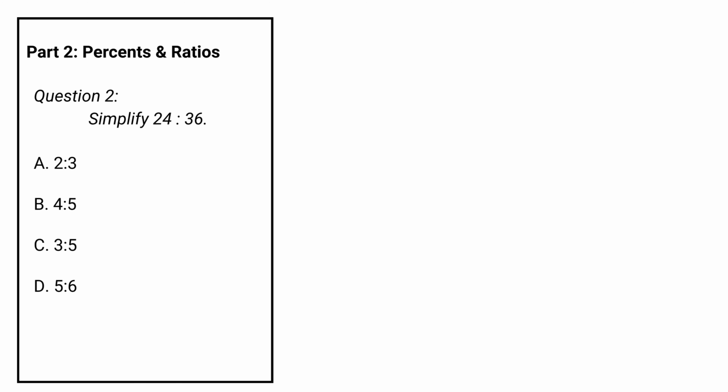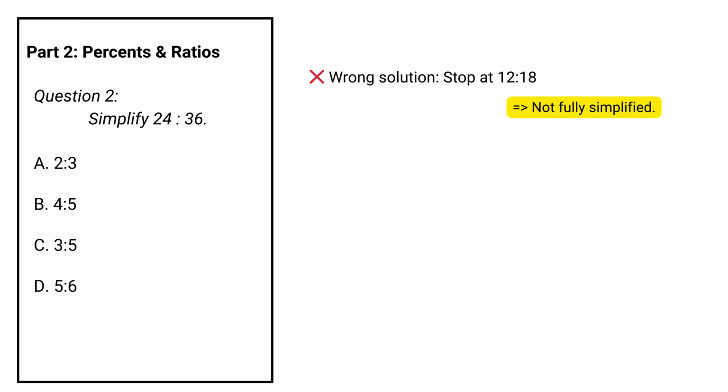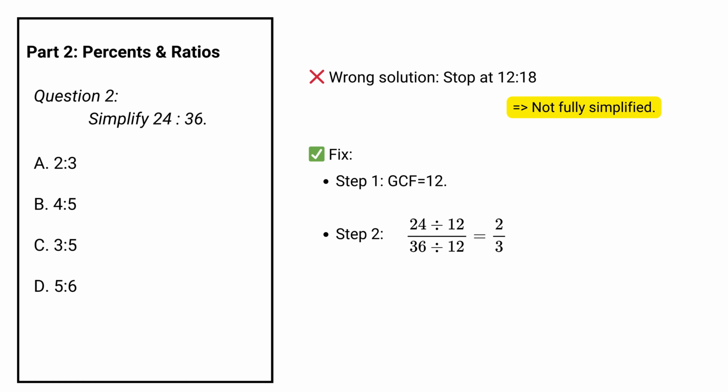Here's the next one. Simplify the ratio 24 to 36. Your options are A, 2 to 3, B, 4 to 5, C, 3 to 5, D, 5 to 6. Pause the video and work it out. A common mistake is to just divide both numbers by 2 and stop at 12 to 18. That's not fully simplified. The greatest common factor of 24 and 36 is 12.